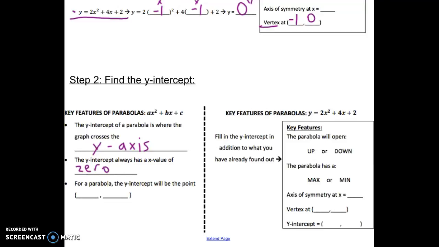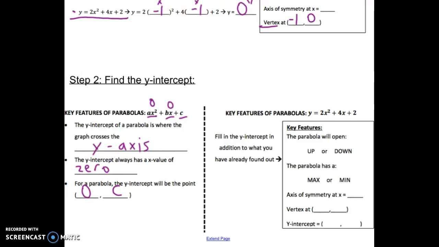And for a parabola, the y-intercept will be at the point 0 for the x value, and then here's where the math comes in to make sense of this. It's always going to be the input of 0. So if I input zeros into any quadratic function for the x's, that will make these first two terms 0. 0 plus 0 is 0. So all I'm left with is whatever c is. So 0, c.